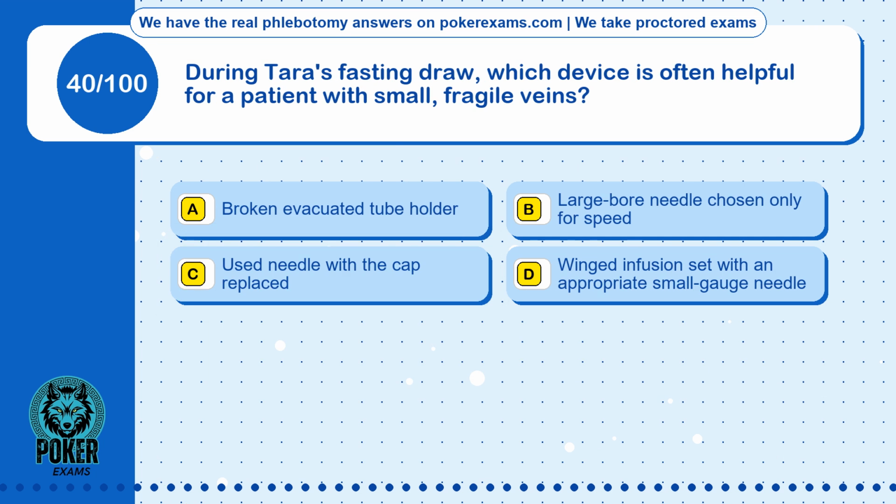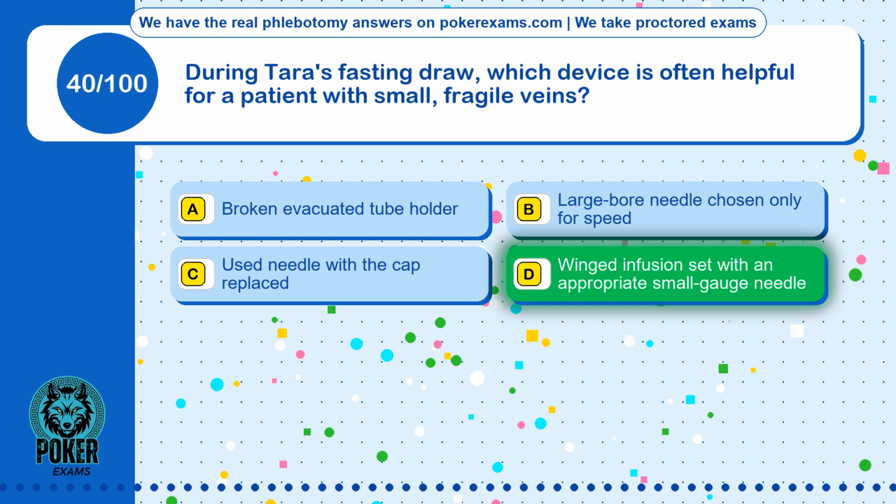Question 40. During Tara's fasting draw, which device is often helpful for a patient with small, fragile veins? Option A. Broken evacuated tube holder. Option B. Large bore needle chosen only for speed. Option C. Used needle with the cap replaced. Option D. Winged infusion set with an appropriate small gauge needle.